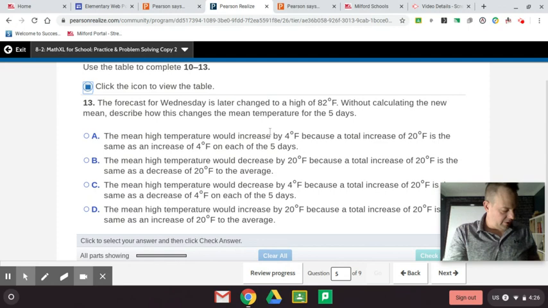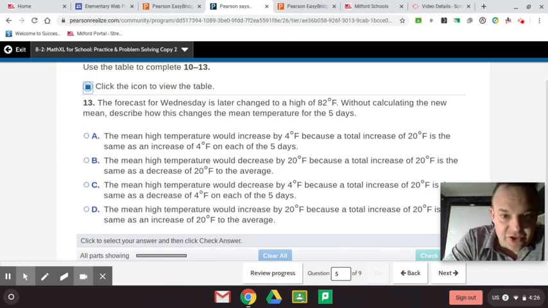Now, the forecast for Wednesday is later changed to a high of 82. Without calculating the new mean, describe how this changes the mean temperature for the 5 days. So Wednesday went up. So the mean high temperature would increase by 4 degrees because the total increase of 20 degrees is the same as an increase of 4. Yeah, because 4 times 5 is 20, and 20 divided by 5 is 4. So you're basically finding the mean of the increase.